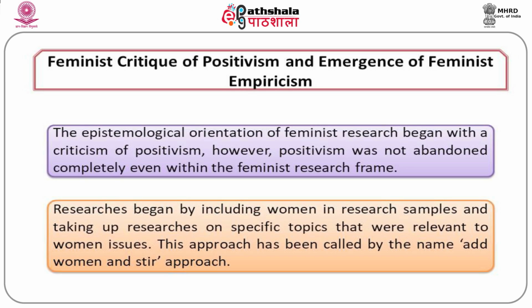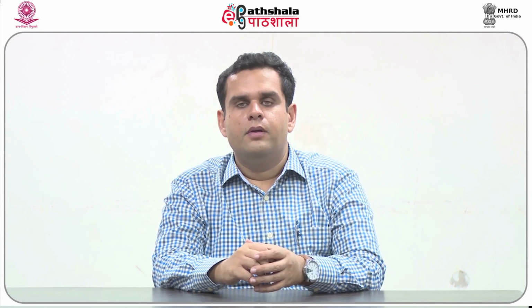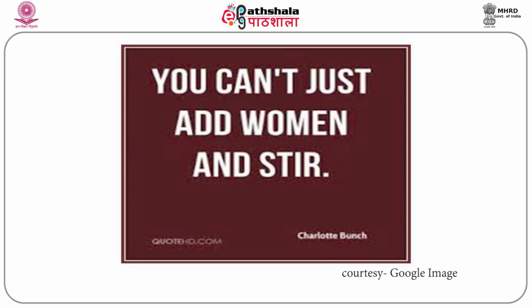The epistemological orientation of feminist research began with a criticism of positivism. However, positivism was not abandoned completely, even within the feminist research frame. Researchers began by including women in the research samples and taking up researches on specific topics that were relevant to women's issues. This approach has been called the Add Women and Stir approach. However, you can't just add women and stir, so there were problems in this also. So this will be taken care of in the further epistemologies that are developed in feminist research.